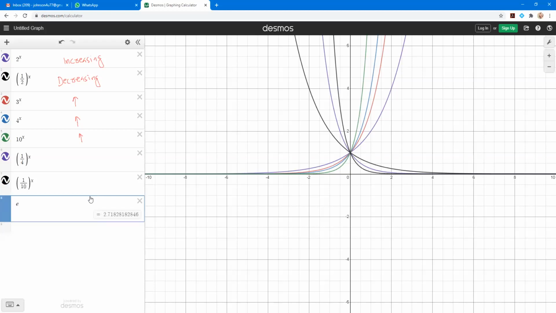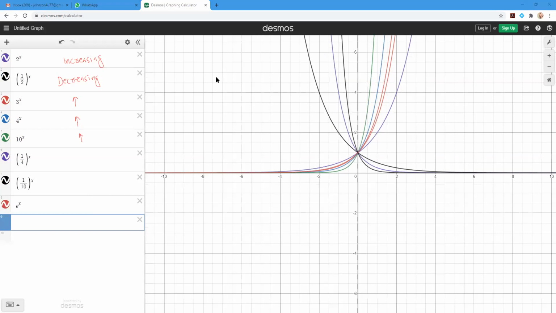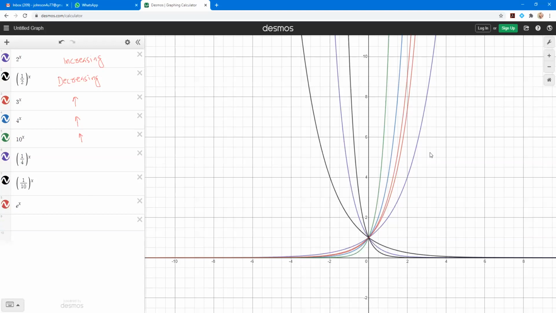E to the power x. So e to the power x, so also I draw. See the graphs. So this is the basic idea about exponential function.